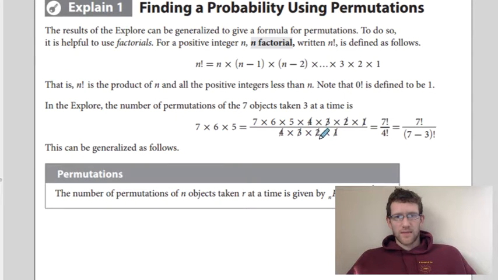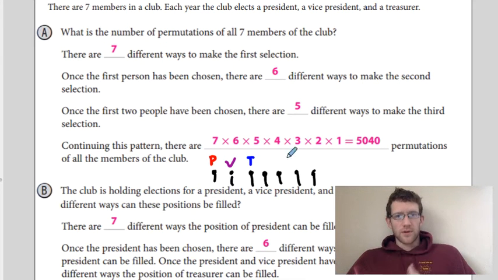So it doesn't matter to us. So that's why we divide by 4 factorial. And as a general term, we can come up with how many people we can divide by. It's the number of people here minus the number of the officers.